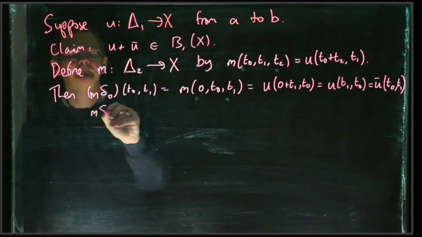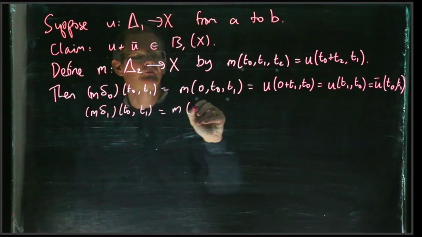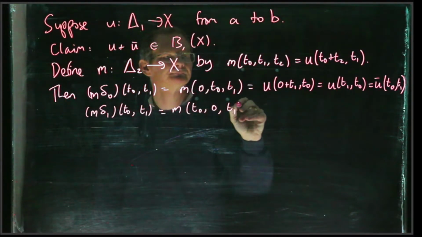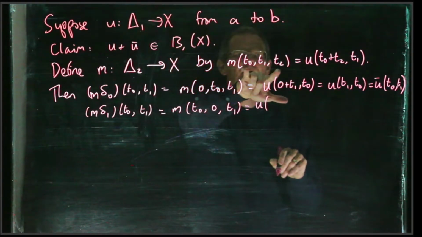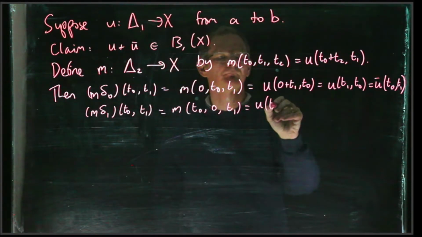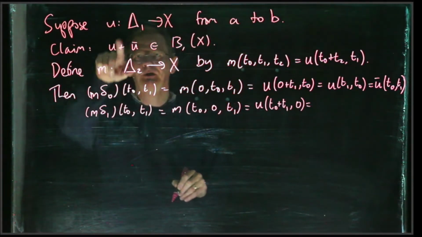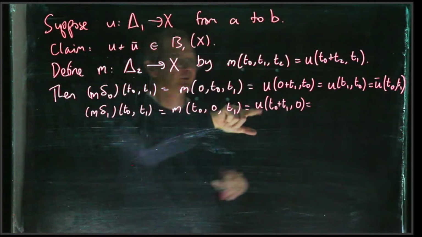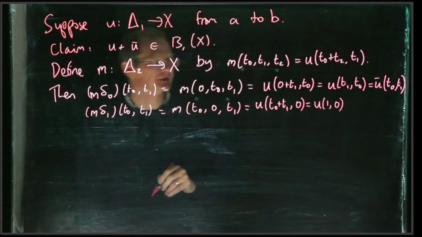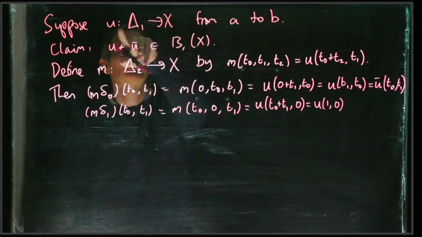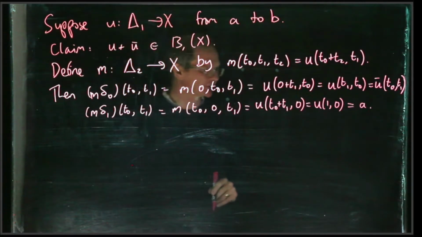And we do m delta 1 of (T0, T1). That's m of (T0, 0, T1). So that's U of, again, the sum of the first and last entries, which is T0 plus T1. But this (T0, T1) was supposed to be a point in delta 1, which means that the sum of the two coordinates is equal to 1. So this is just U of (1, 0), or U of the basis vector E0, which is the starting point of the path U. And U is the path from A to B, so this is just the point A. So m delta 1 is the constant path with value A.